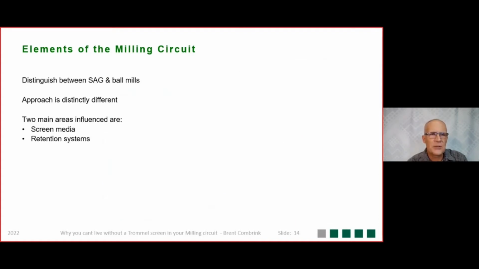Right, we're going to distinguish now between the SAG and ball mills. The approach is distinctly different. Two main areas of influence are the screen media and the retention systems.